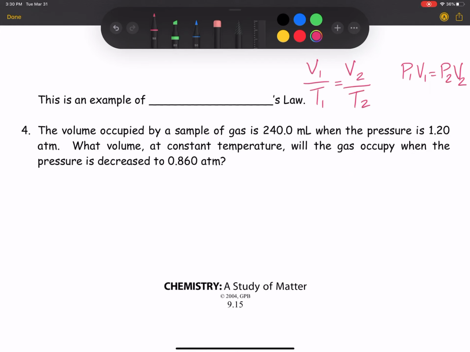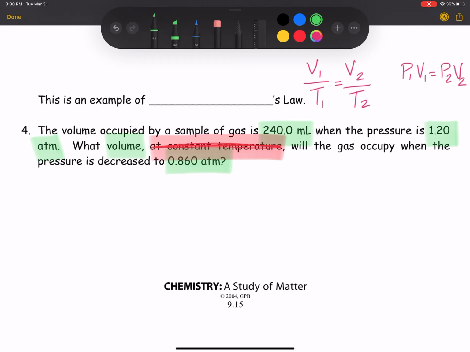Question 4 says the volume occupied by a sample of gas is 240 milliliters when the pressure is 1.20 atm. What volume will the gas occupy when the pressure is decreased to 0.860 atm? I'm going to go ahead and remove "at constant temperature" because it's not going to be necessary for you as part of the question.